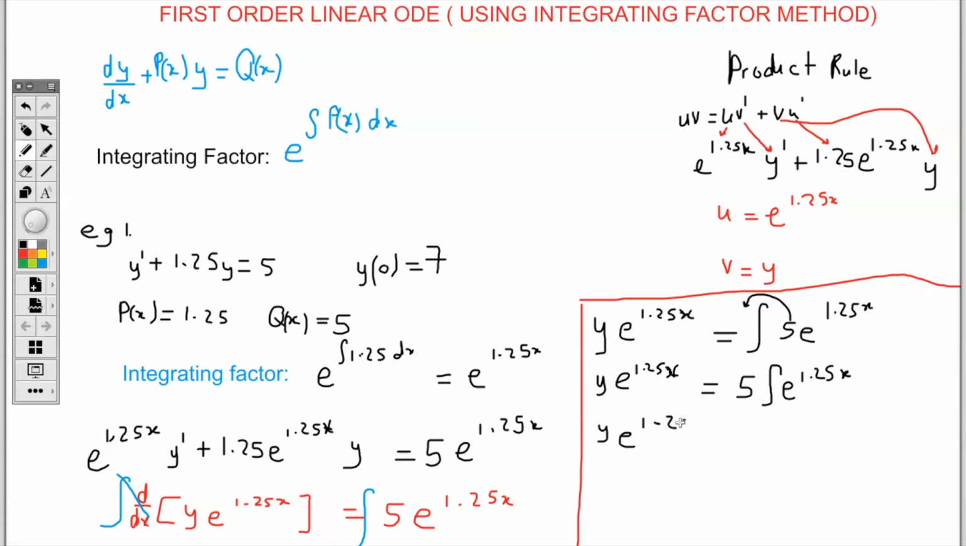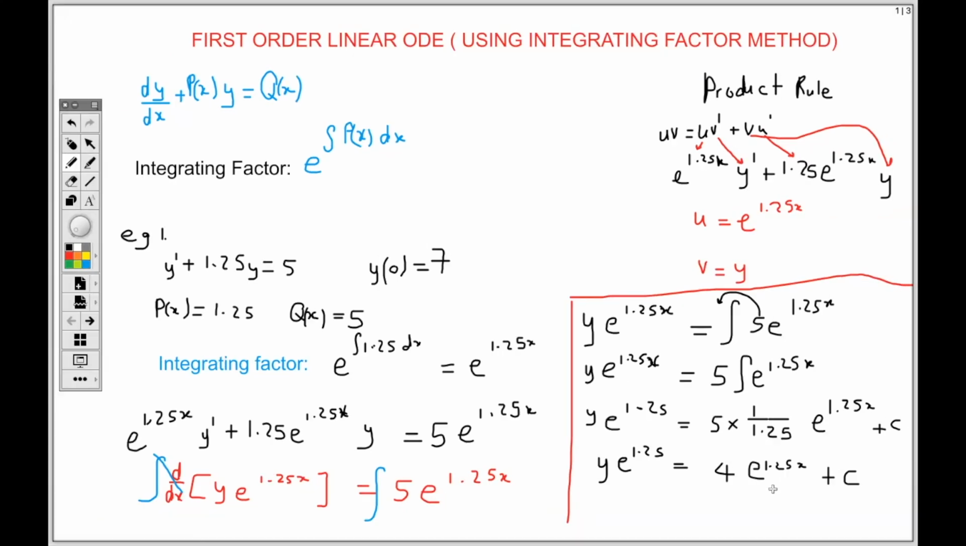Now leaving the left hand side as it is, we're going to integrate this with respect to x. So integrating it, I will have 1 over 1.25, which is the coefficient of x on the exponential, times e to the 1.25x. Now when we simplify 5 divided by 1.25, that will give us 4. And if you realize I have plus c, so rewriting this, we will have y e to the 1.25x equal 4e to the 1.25x plus c. Now this is a general solution. We were given a condition, so we will have to find a particular solution. So let me label this as a general solution.